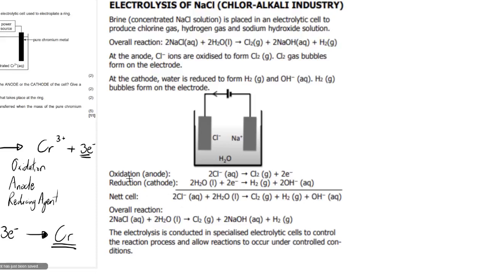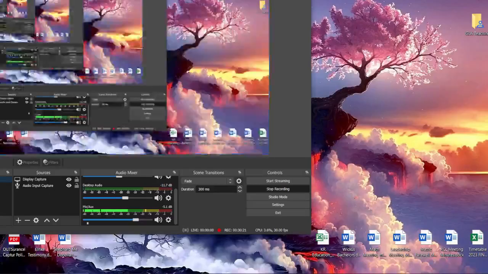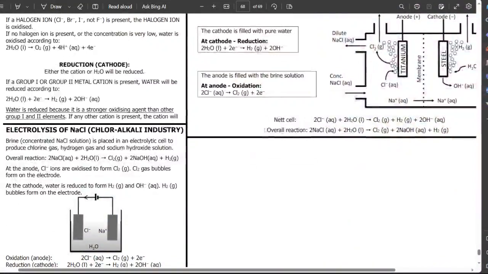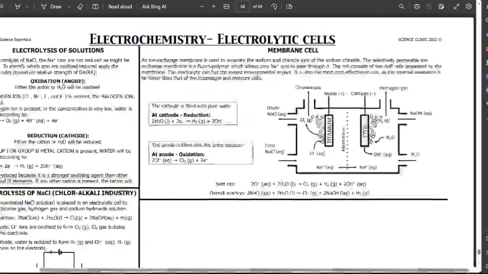So please just take note of this. This is the electrolysis of sodium chloride. This is technically part of the chloralkali industry, but they can still test you on just the electrolysis of sodium chloride. It is still theory that can be asked. You just don't necessarily need to know about the membrane cell. This membrane cell from the Smart Science Clinic is specifically our chloralkali industry method, which you don't necessarily need to know, but you do need to know standard electrolysis.